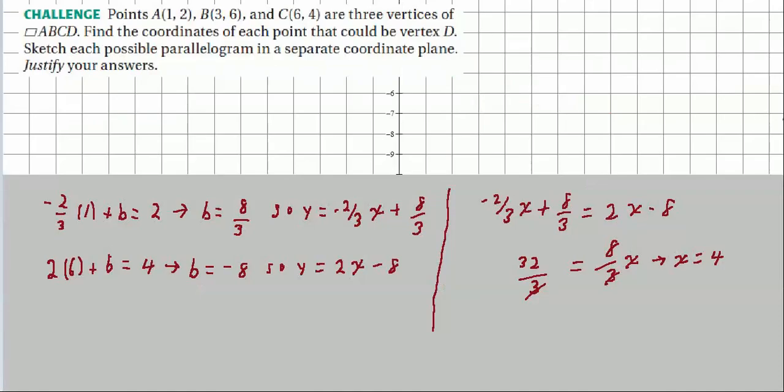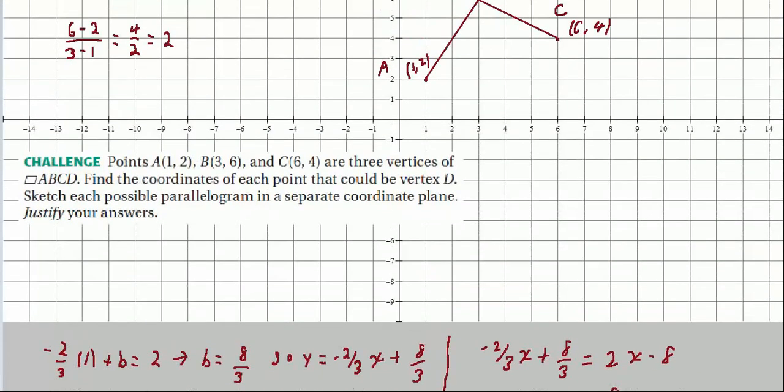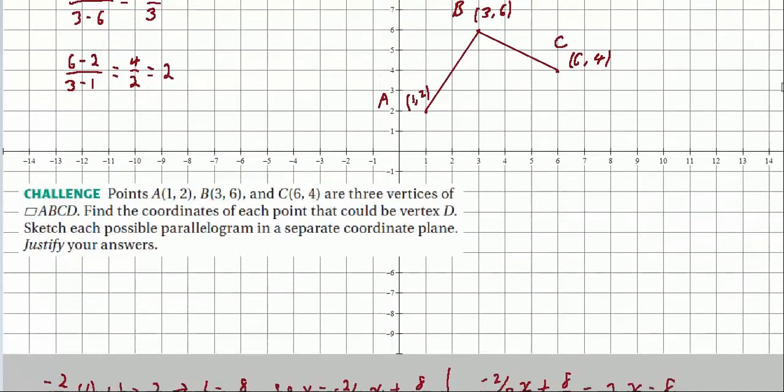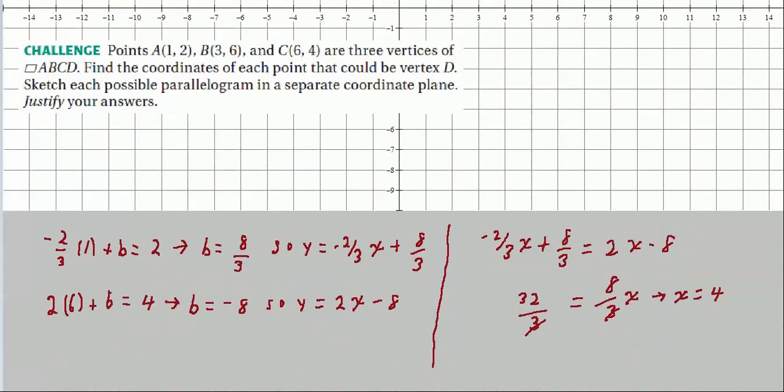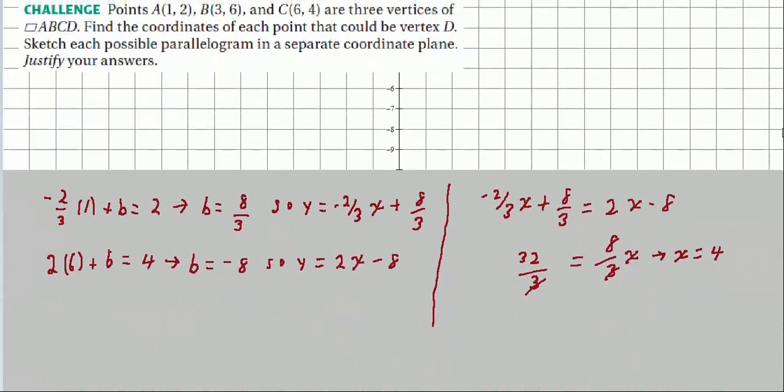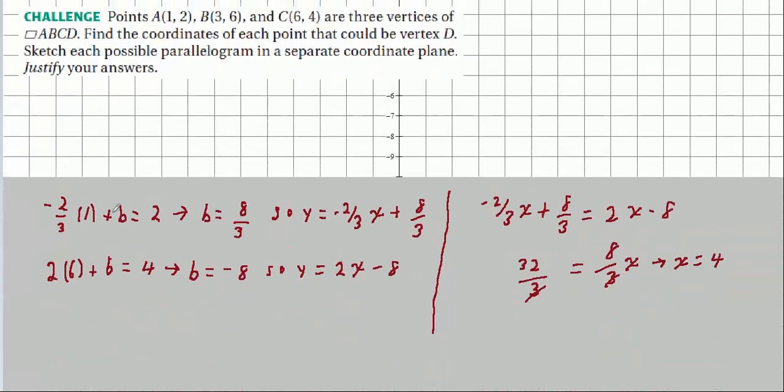Well, now that we have our slopes from here, we can work out the equation for the two lines. Remember, A is the point (1, 2), and the other point we knew was the point (6, 4). So we take -2/3 times 1 plus B equals 2. And when we work that out, we'll get an equation for our line: y equals minus 2/3 x plus 8/3.